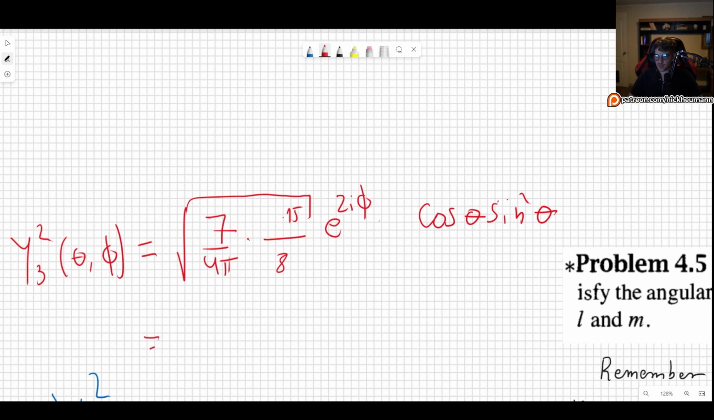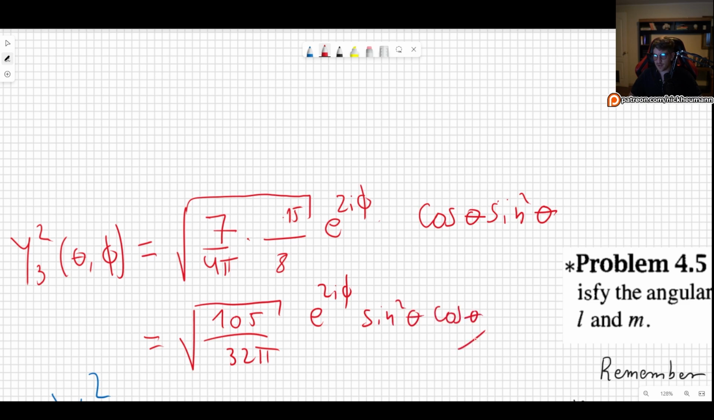So in the end, this would be 15 times 7. So that's 70, that's 105, I believe. So 105 divided by 32 pi. And then e to the 2i phi times, let's put the sine in first. I like having sine first. So there we go. That is the spherical harmonic for L equals 3 and M equals 2.